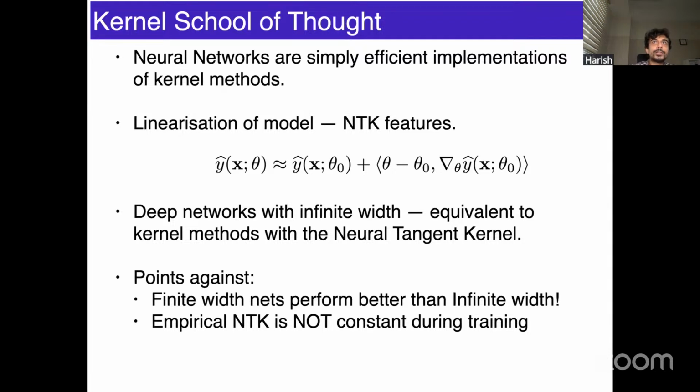So that's the kernel school of thought, which says that neural networks are simply efficient implementations of kernel methods. It's a very elegant school of thought, and there is a lot of theory built around it. There are, however, a few niggles. The first is that deep networks with infinite width, which are mathematically equivalent to kernel methods, perform worse than finite width neural networks. If you argue that something finite is an approximation to an infinite width thing, the finite width thing should perform worse, but it's the other way around. The finite width nets really outperform the infinite width networks. And secondly, there is also a technical reason: the neural tangent kernel is not constant during training.